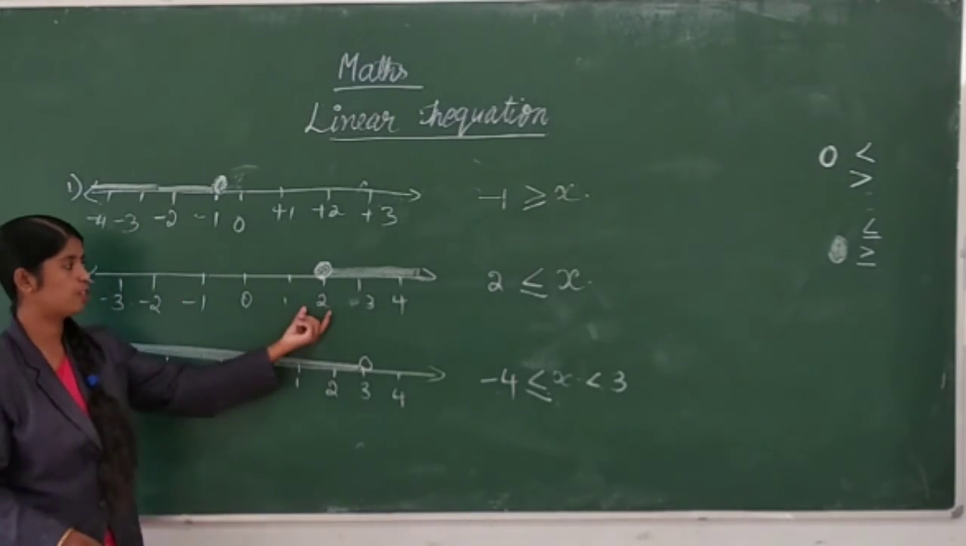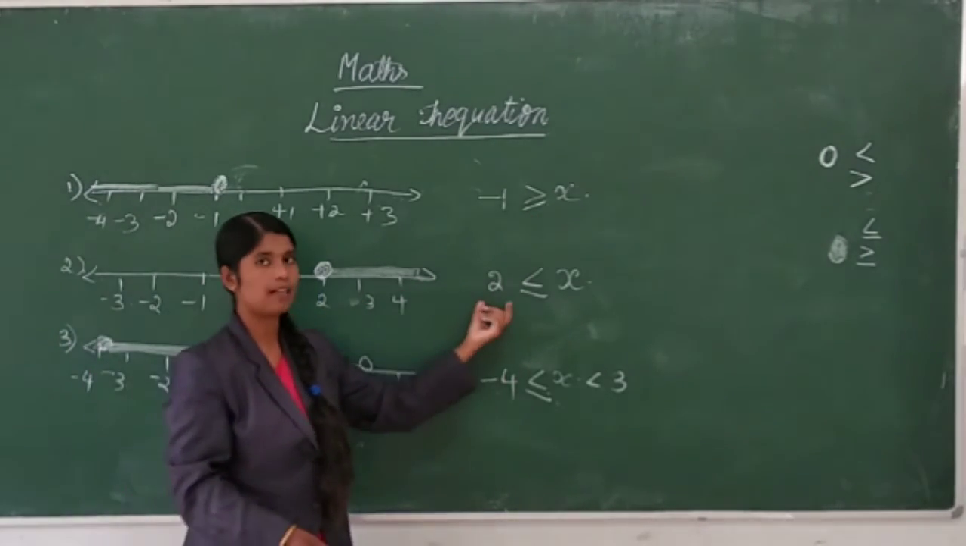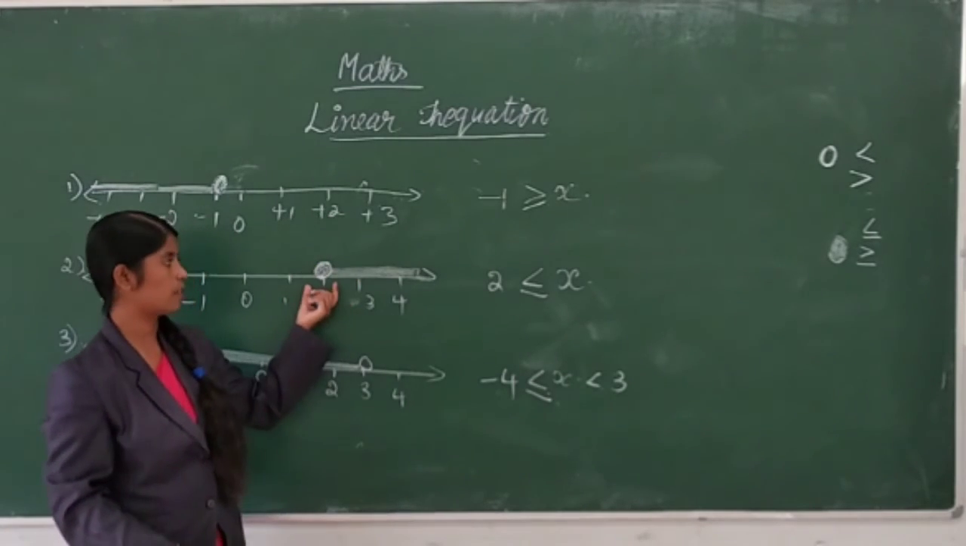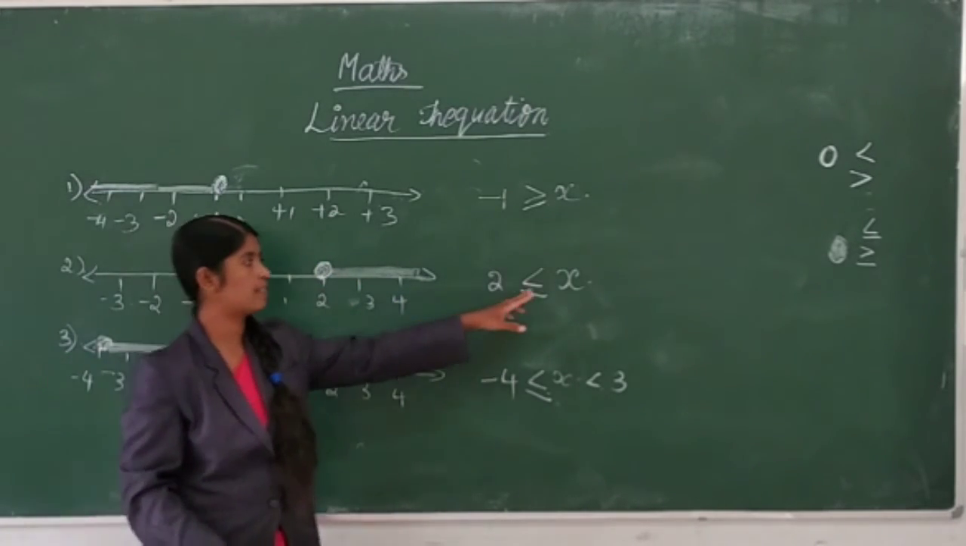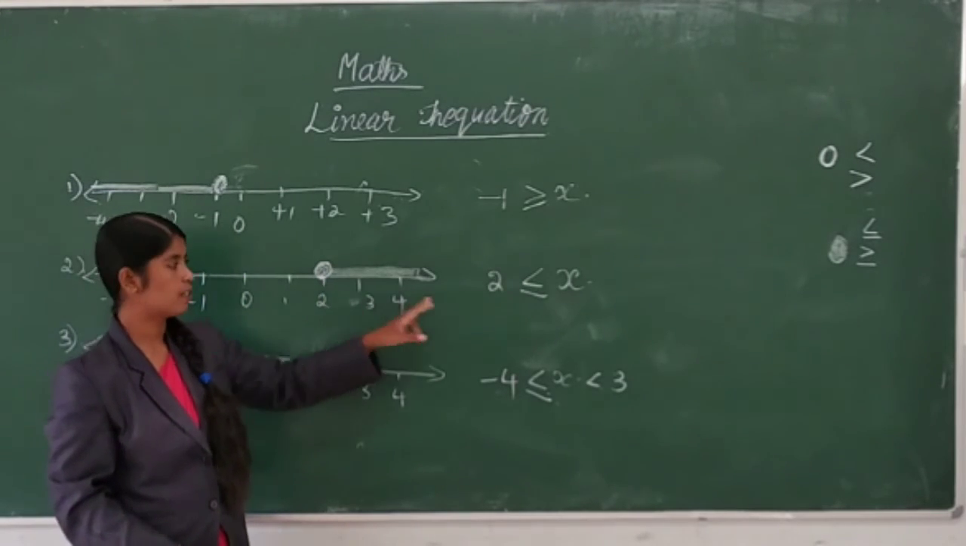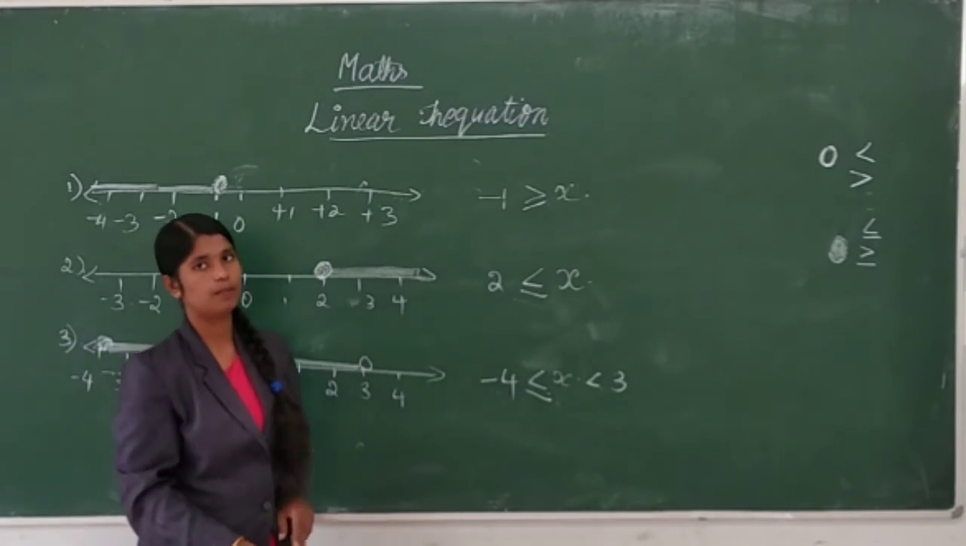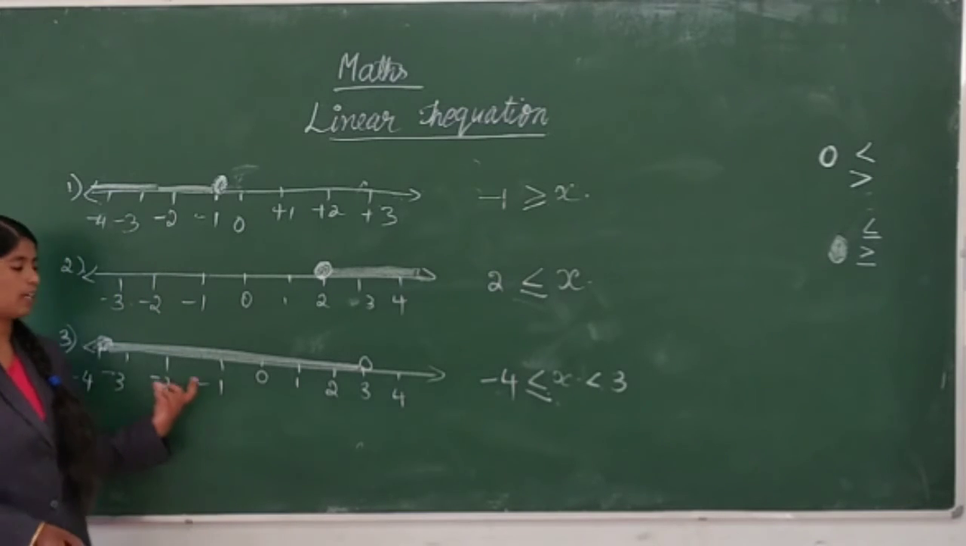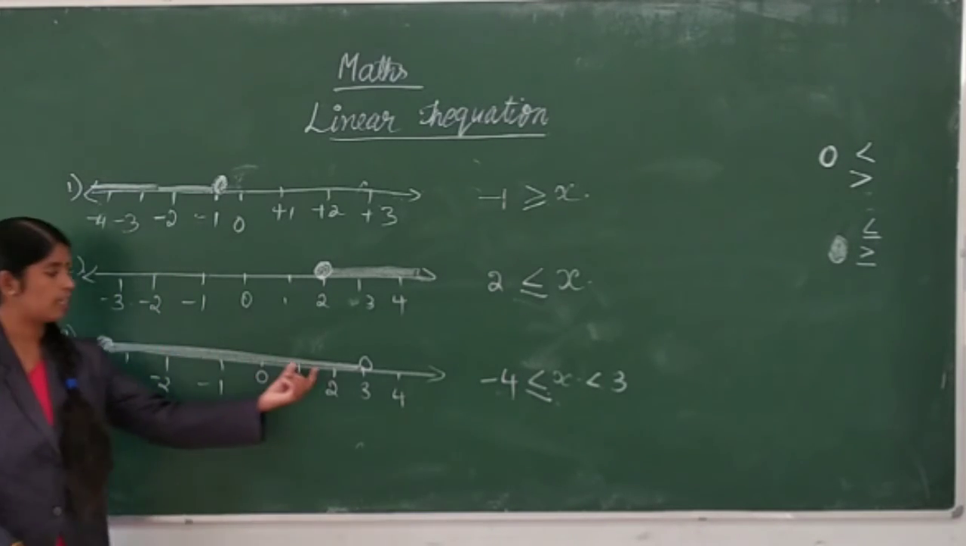Then here we have 2 and x, right? 2 one side, x one side. Then this is moving forward, so x is greater than. Then look into the circle, it is a shaded bar, so you have to mention equals to. Then here there are 2 marks. Here a shaded bar, here a hollow circle.